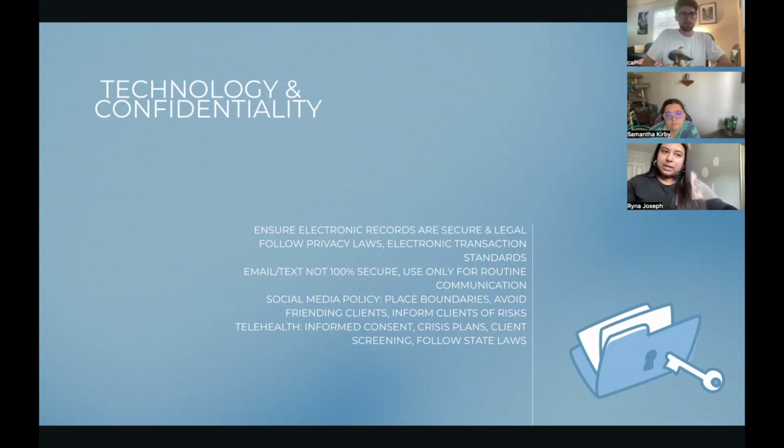When it comes to email and texting, it's important to remember that they're not completely secure, so they should only be used for routine communications. Social workers also need a clear social media policy. So we shouldn't friend or follow our clients, and we need to set boundaries while also explaining to clients the risks of communicating online. And then finally, with telehealth, it's crucial to have informed consent and to make a crisis plan and then have proper client screening, and then always follow state laws that apply to the sessions.